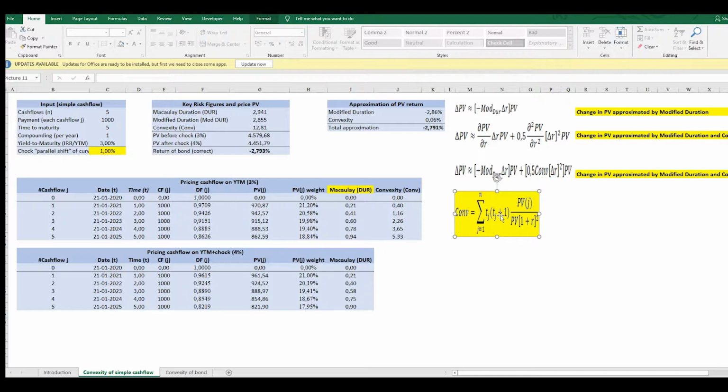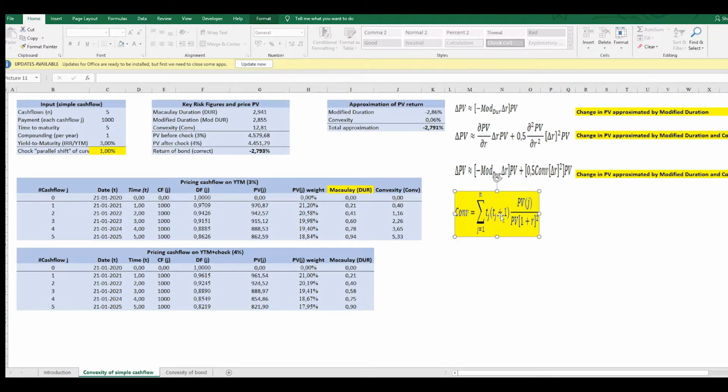On a more general note, the modified duration is a linear approximation to the theoretically correct price change of the PV when changing the yield to maturity up or down. And the convexity is a measure of the second derivative of that approximation. So mathematically speaking, it's the second factor in a Taylor approximation.